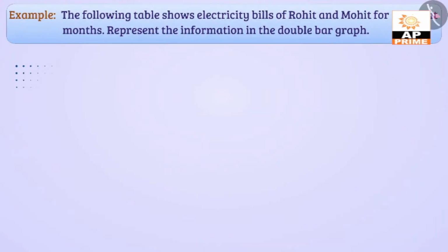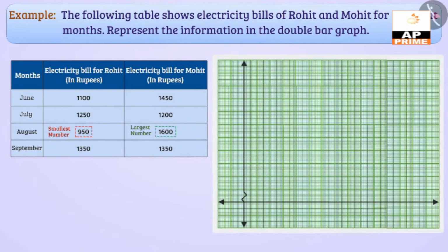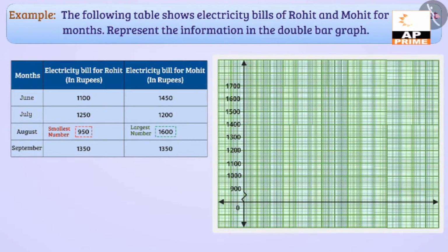Next example. The following table shows electricity bills of Rohit and Mohit for different months. Represent the information in the double bar graph. Observe the statistics. Can you tell me what would be the convenience scale here? Think. Let me tell you, the smallest number here is 950 and largest number here is 1600. So here we do not have to start from 0, but we can take numbers from 900 to 1700.